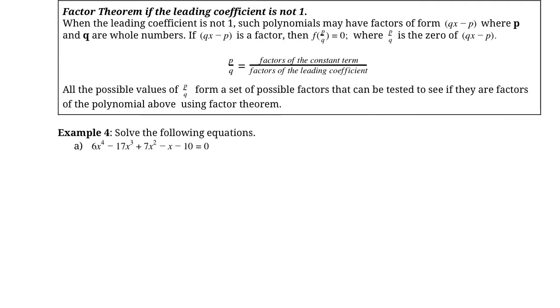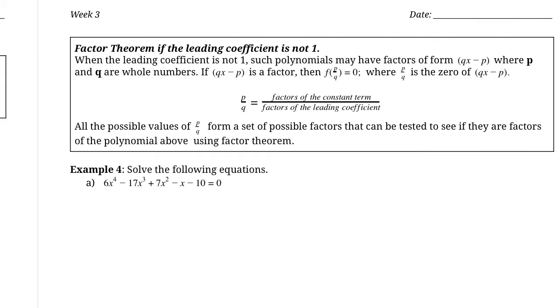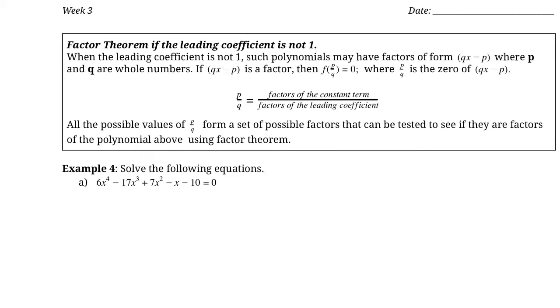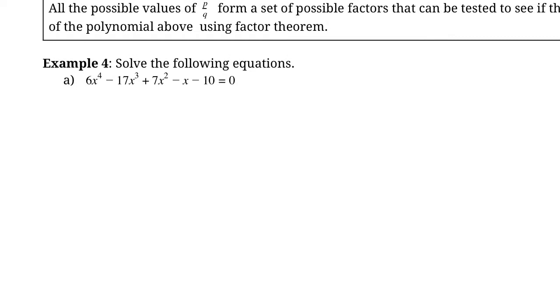Here we're going to solve some polynomial equations using the factor theorem. So again, the steps to solving polynomial equations is to set the equation to 0, factor, and then find the solutions from that. The first equation here that we have is already set to 0, so we don't need to worry about that part. The first thing we've got to do is factor it.